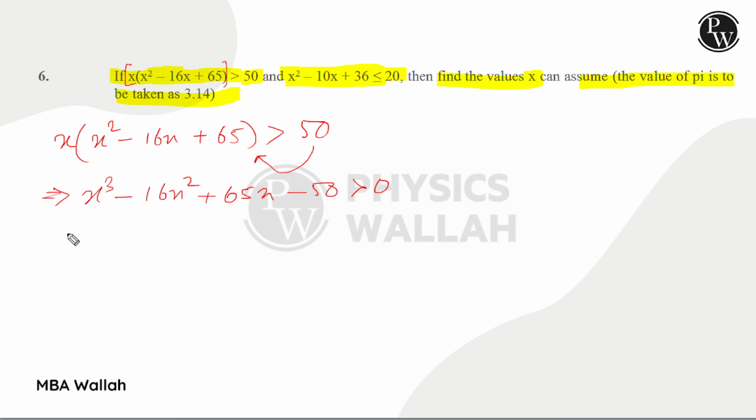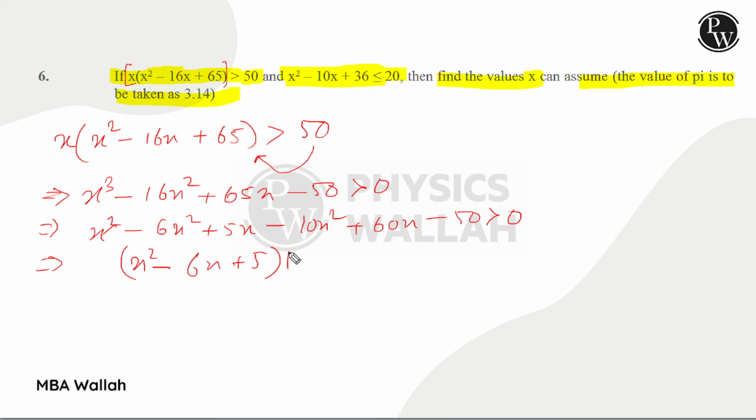Now at this point what I can do is split the 16x square term. So I can write it like x cube minus 6x square plus 5x minus 10x square plus 60x minus 50, that is greater than equal to 0. The reason for splitting the terms is that it will be easier for me to factorize them. So the first part can be very easily written as x square minus 6x plus 5 multiplied by x minus 10, that is greater than 0.